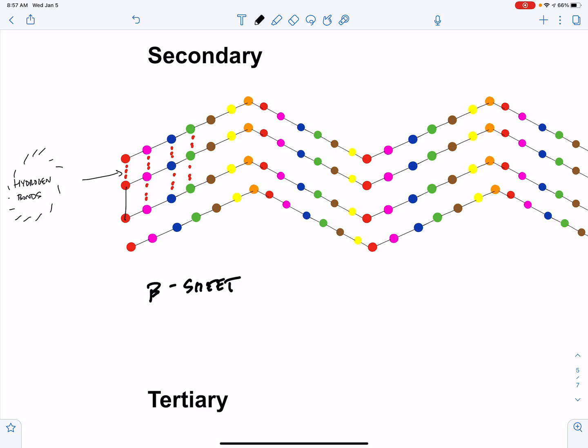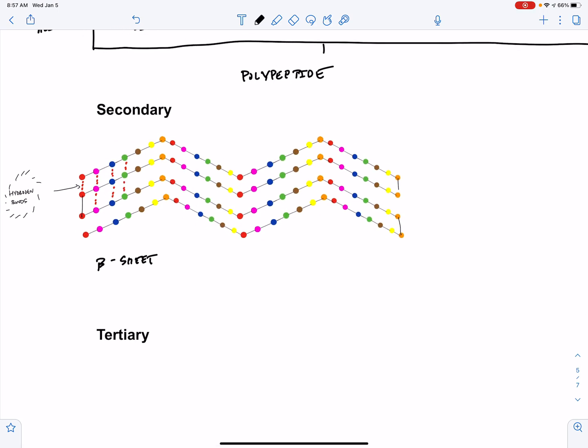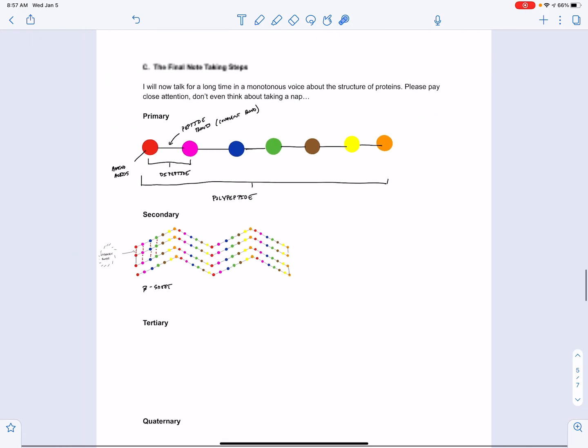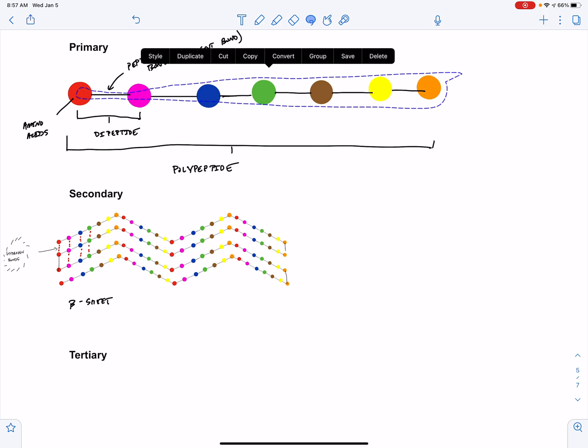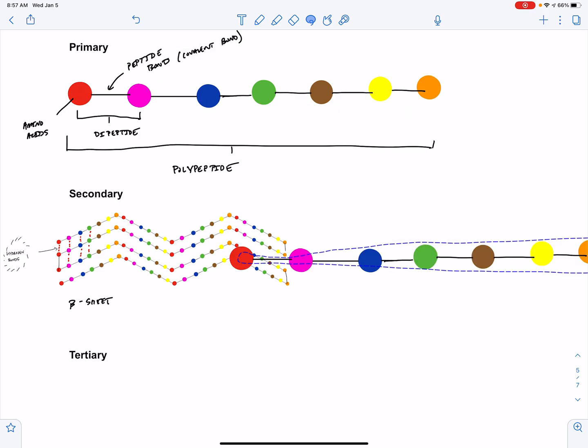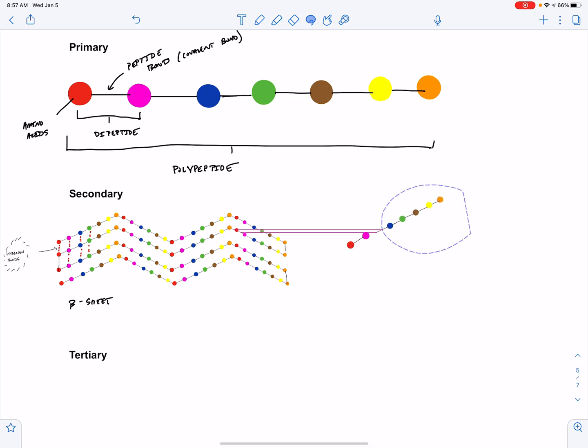And remember, hydrogen bonds are not as strong as covalent bonds. And so it means that this structure is not quite as strong as this structure. And it can be broken apart if we apply the right techniques. Okay, so that's one example of a secondary structure. Another example of a secondary structure is a word you've probably heard before.